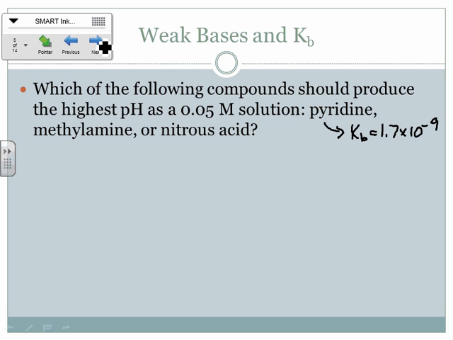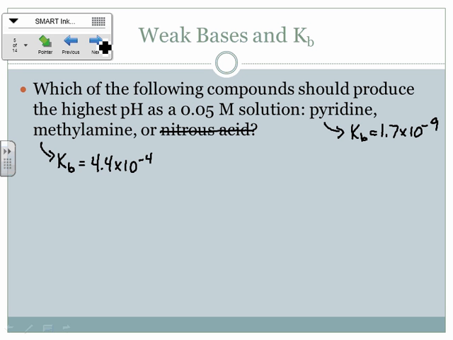Methylamine, that KB is 4.4 times 10 to the negative fourth. And nitrous acid. What? Okay, let's just go ahead and rule that one out right off the bat, right? Because that's an acid. Is that going to have the highest pH? Probably not, okay? These other things are bases, so they're definitely going to have higher pHs than nitrous acid is going to have, because that's going to be giving H plus to the solution, not OH minus. All right, so we don't need to worry about that one.